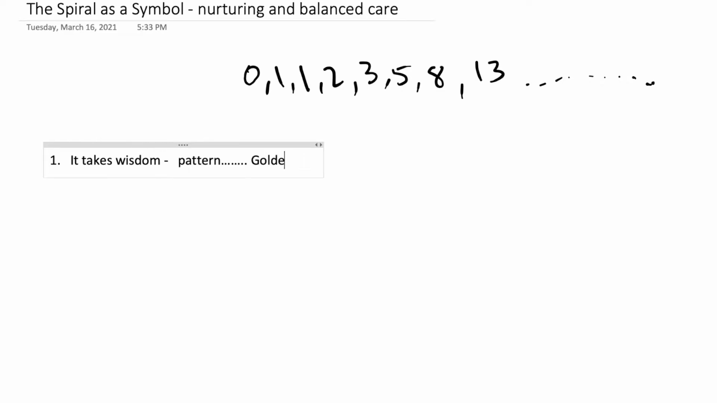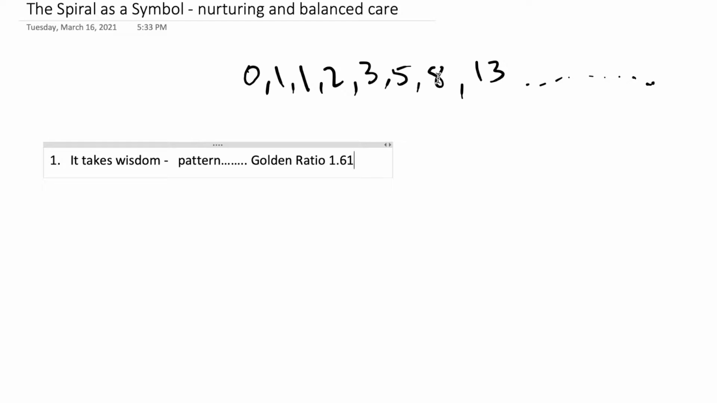When we keep doing the pattern and divide a further number by the one before it, for example, 13 divided by 8, you get the golden ratio. It's close to 1.61, I believe. And that's the mathematical number behind the spiral.